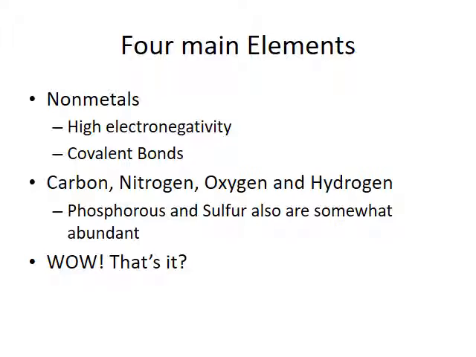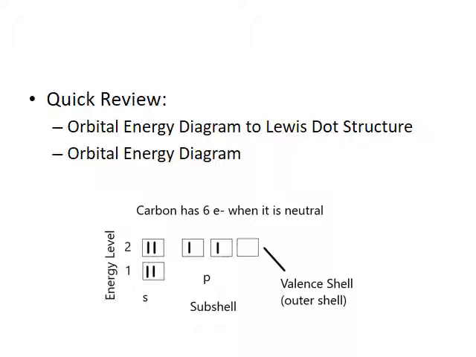The 4 main elements are carbon, nitrogen, oxygen, and hydrogen. Phosphorus and sulfur are somewhat abundant, especially in proteins and nucleic acid. And yeah, wow, that's it? Yep, that's it. Pretty small collection of atoms. So if you take 110, you learn all about all kinds of things, and it boils down just to the main guys. All right, so we're going to do a quick review of atomic structure so we can get to where we want and talk about molecules.